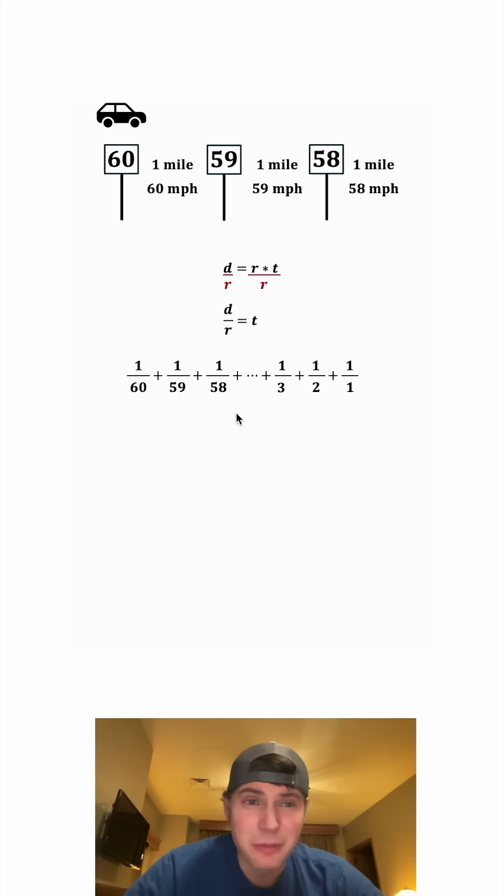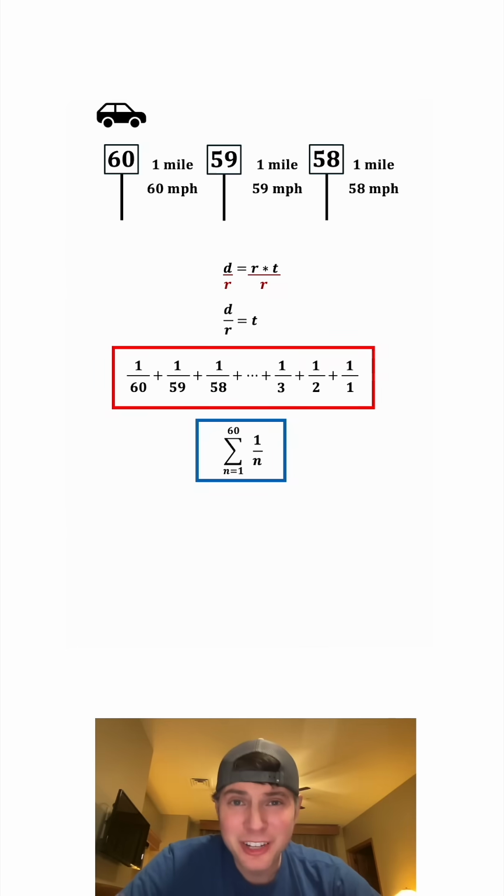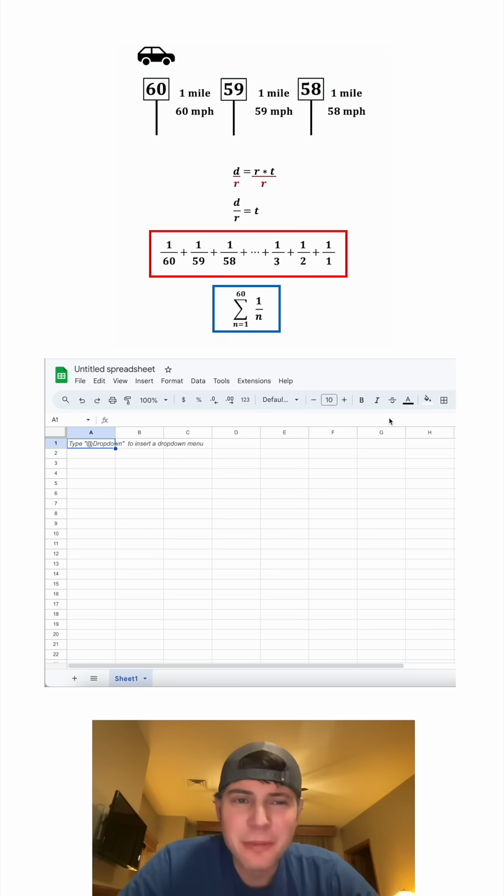That would take quite a bit of time to plug into a calculator. We can also write this in sigma notation. We can express this as 1 over n, where the n varies from 1 all the way to 60. So this is the way to express this sum in sigma notation. I don't know how to do this by hand, but I do know how to use Google Sheets, so let's do that. So right now I'm in a fresh Google Sheet.